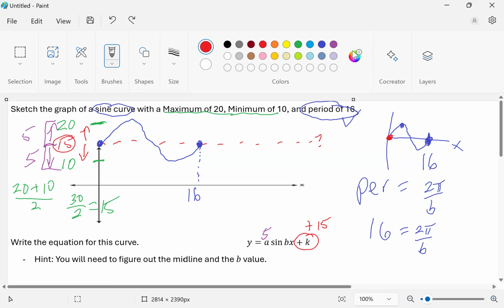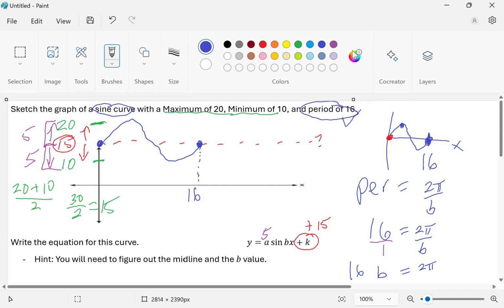So here we had set up the period equals 2 pi over b. The period is 16, so 16 equals 2 pi over b. We can write this as 16 over 1 if you like, so we can then cross multiply. Be careful here. This is going to look kind of weird because it's going to be 16 times b. Make sure you understand that 16 is the constant, and then multiplied by b, which we're trying to find, the unknown, equals 2 pi times 1, which is 2 pi.